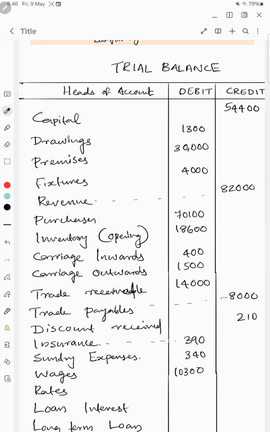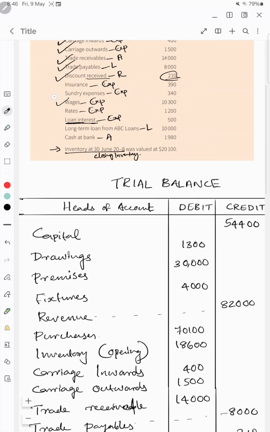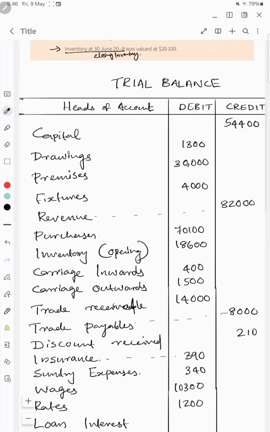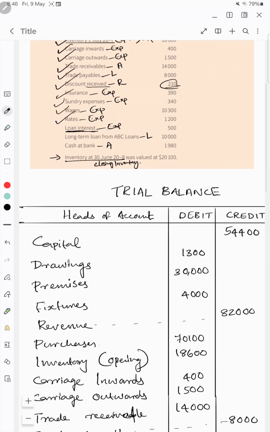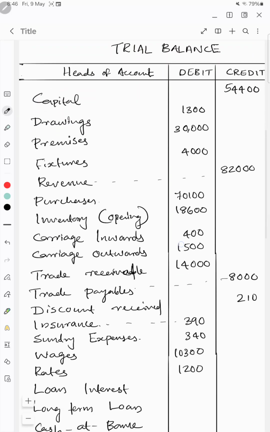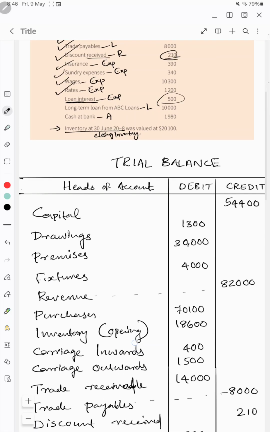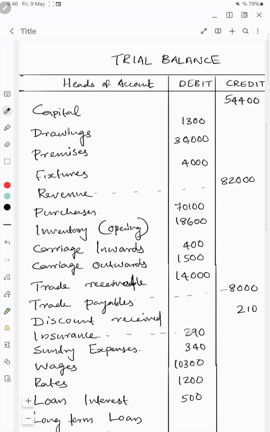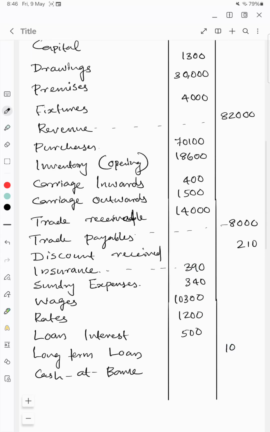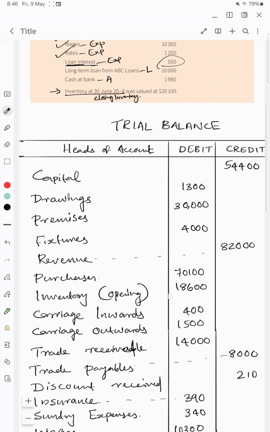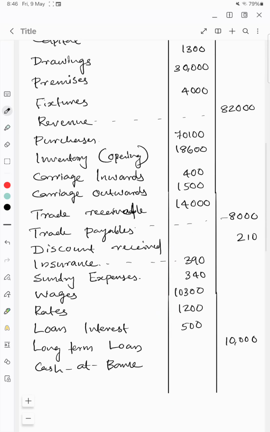Rates 1,200. Loan interest 500. Long-term loan is a liability, so 10,000. Cash at bank 1,980, an asset.